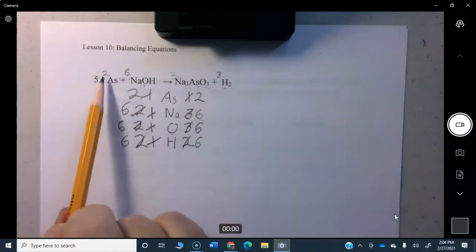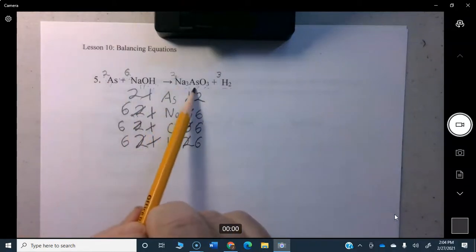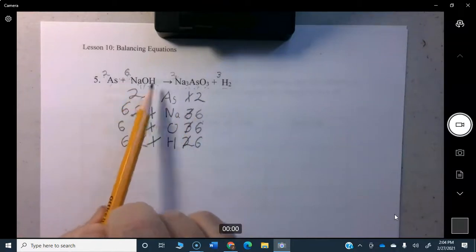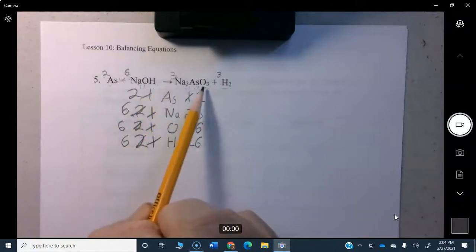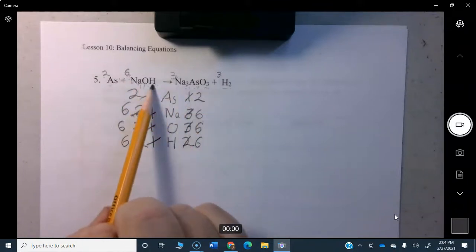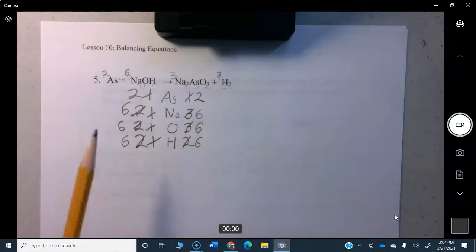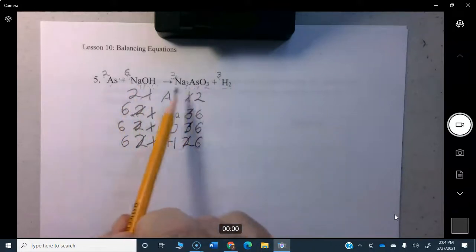Let's just double check. 2 acetanes, 2 acetanes. 6 sodium, 2 times 3 is 6. 6 oxygen, 2 times 3 is 6. 6 hydrogen, 3 times 2 is 6. Everybody's in balance. I didn't leave space out in front to write this.